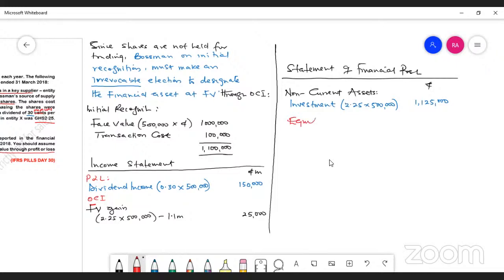So we now go to equity and then we show capital surplus. It will take that gain we have taken to OCI of 25,000.